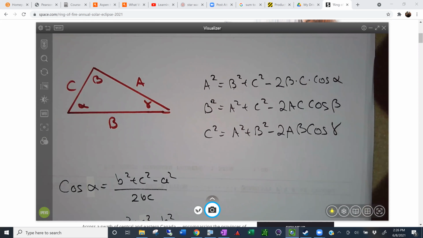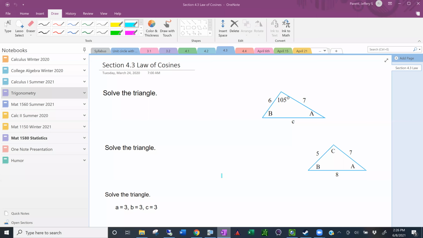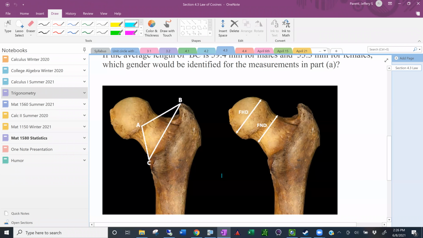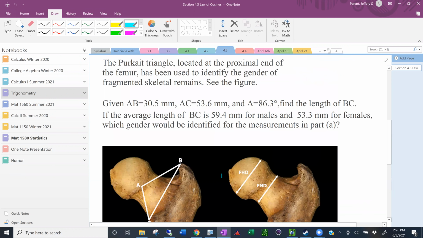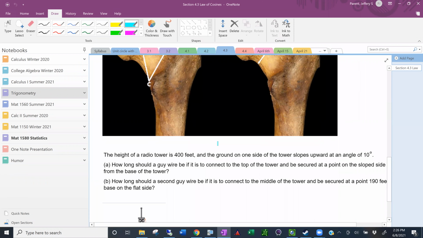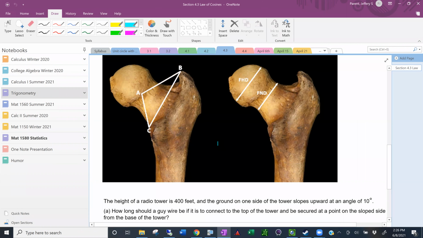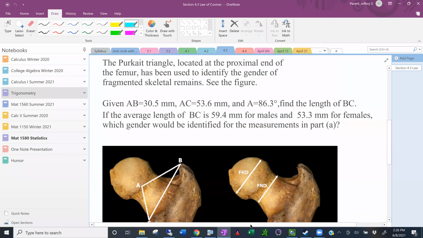Why do we care about the law of cosines? Why do we have to use it? Great question. Not everything is set up to solve with the law of sines. So let's take a look at this. This is called the Purkett triangle. Archaeologists use this to help decide if a bone is male or female. It depends on the length of this side here. So let's figure that out with this problem right here.